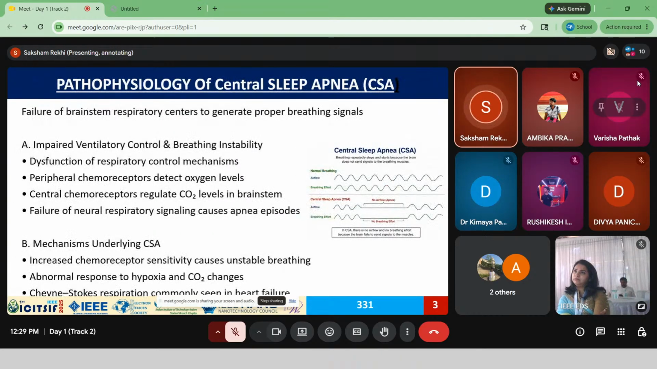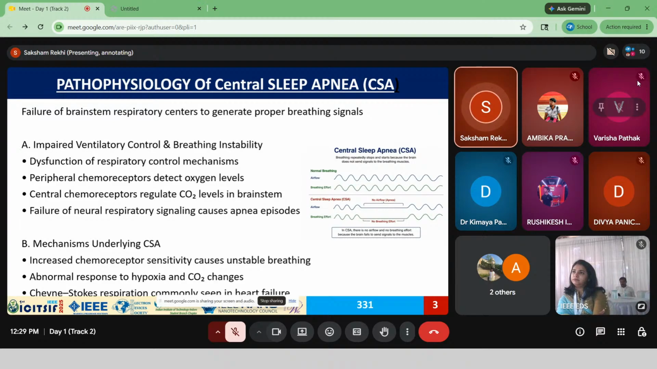Pathophysiology of central sleep apnea. It includes failure of brainstem respiratory centers to generate the proper breathing signals. It is of two types, which include impaired ventilatory control and breathing instability, and dysfunction of the respiratory control mechanism. Peripheral chemoreceptors detect oxygen levels, and central chemoreceptors regulate CO2 in the brainstem. Failure of neural respiratory signaling causes apnea episodes.